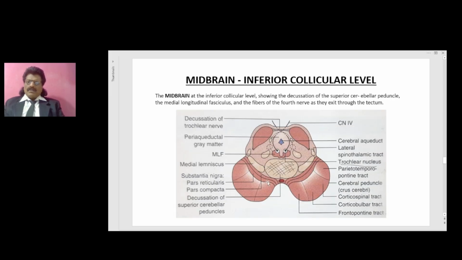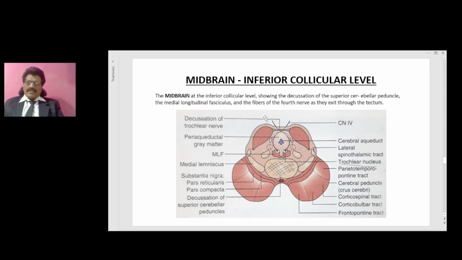Now let's talk about the midbrain at the inferior collicular level. Midbrain at the inferior collicular level showing the decussation of the superior cerebellar peduncle, the medial longitudinal fasciculus and the fibers of the 4th nerve as they exit through the tectum. As I said, the 3rd nerve is at the level of the superior colliculus and the 4th nerve is at the level of the inferior colliculus.